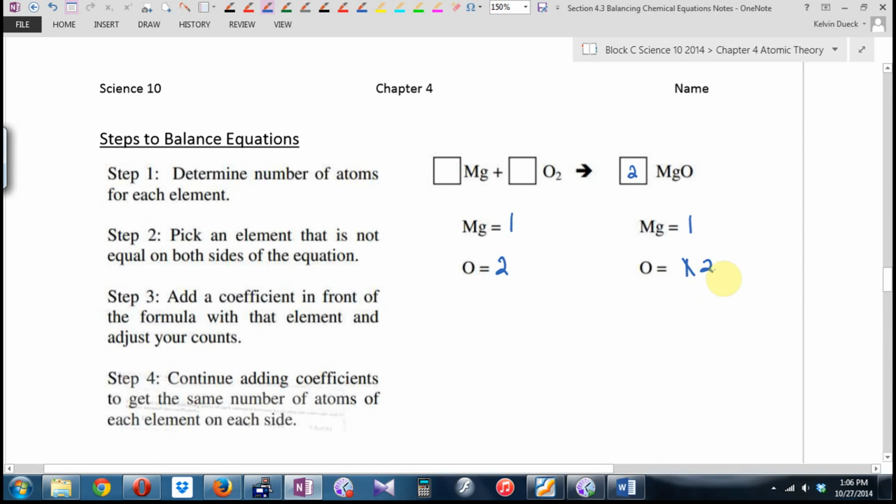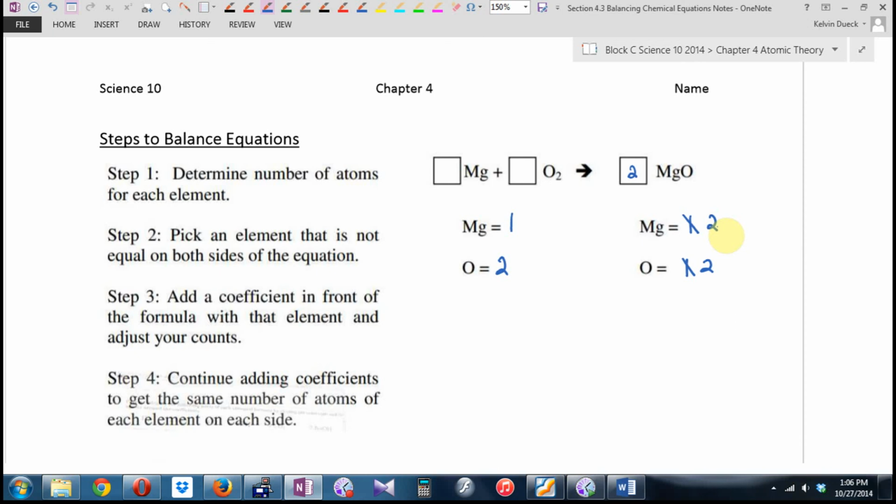Oh, but what else changed when I put that 2 there? Magnesiums. How many magnesiums do I have on the right? Cross out the 1, make it a 2. Are we balanced? No. What's the problem now? How can I fix that? I can add stuff to the coefficients.